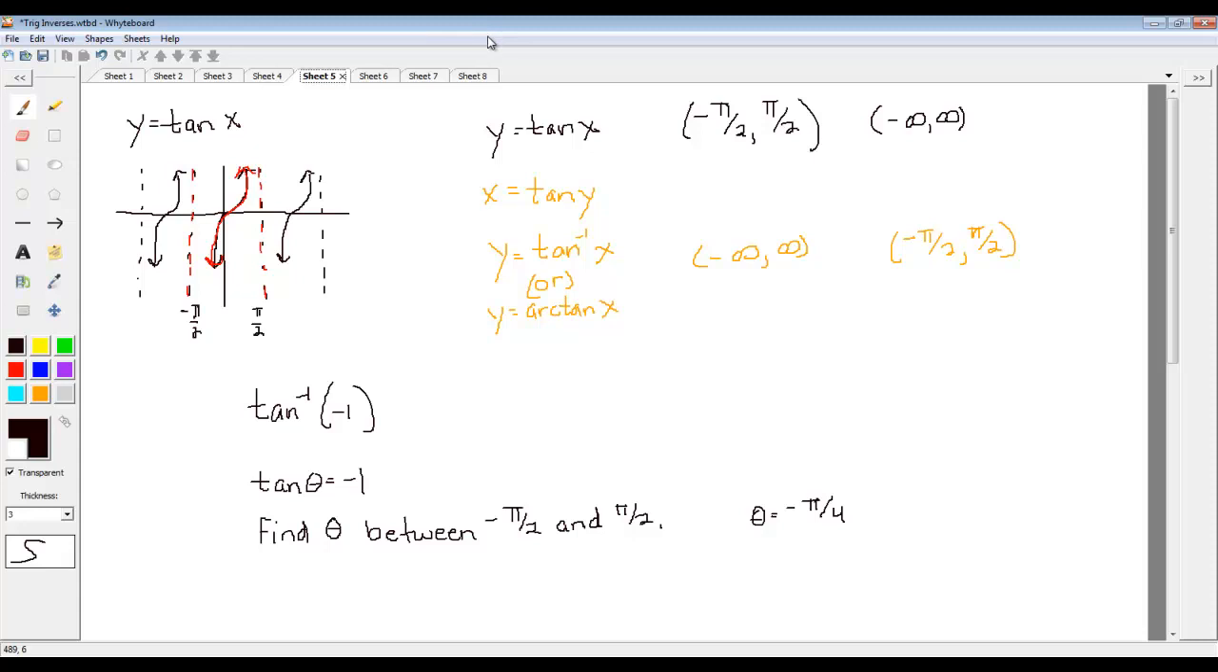Alright, now let's go ahead and do a couple problems where we're using these and using some compositions. And then after that, we'll also talk about inverse cosecant, inverse cotangent, and inverse secant as well.